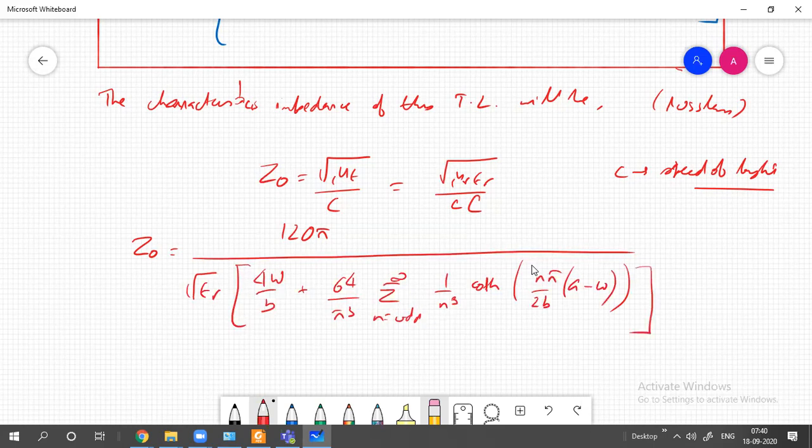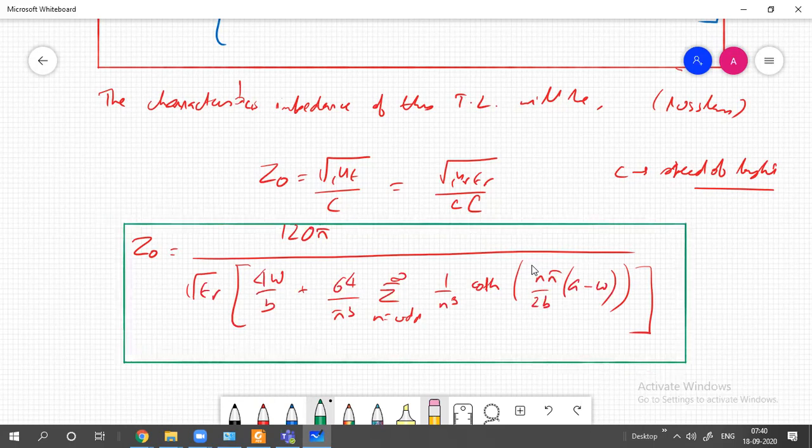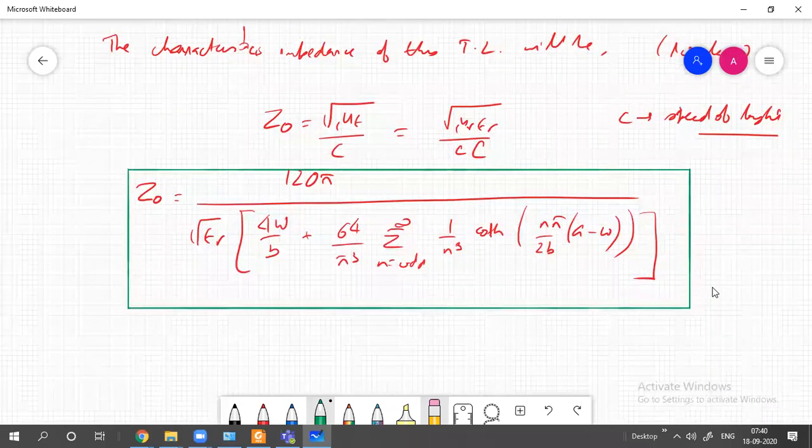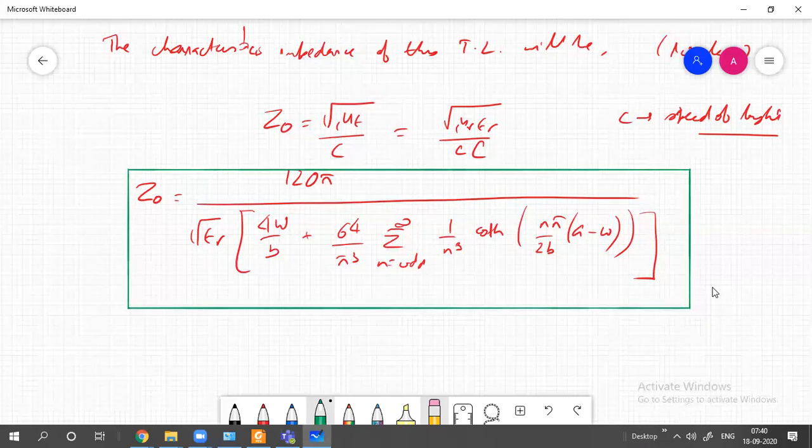So this will be the characteristic impedance of this transmission line. So in this way you can find out the characteristic impedance of a transmission line. Why do we want to calculate it? We want to calculate the voltage, and by knowing its characteristic impedance, we can design the components further. So this was one problem.